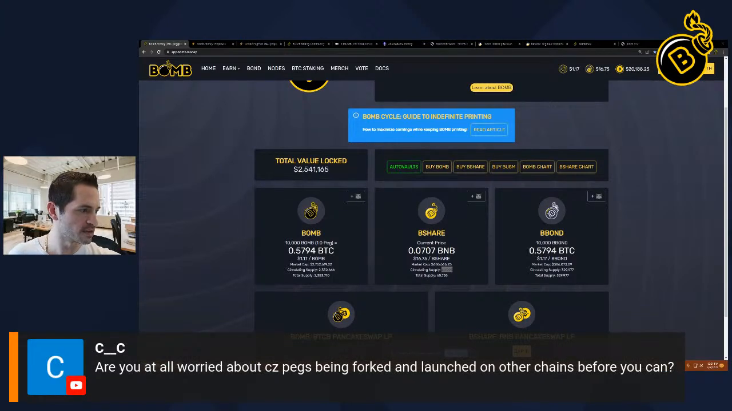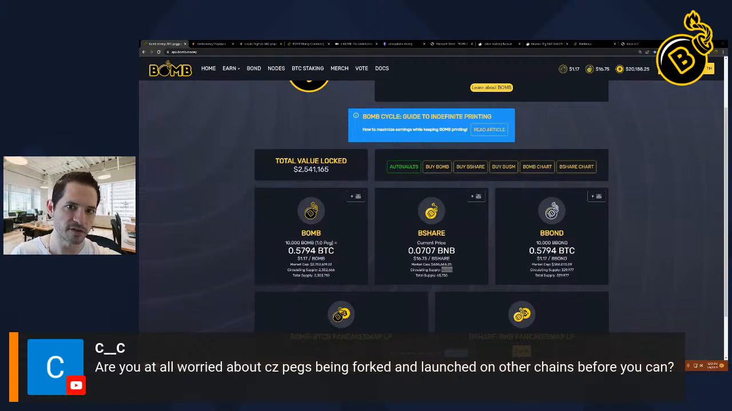Are you at all worried about CZ pegs being forked and launched on other chains before you can? We're going to move quick. We're not going to move too fast to the point where we're rushing things. But to be honest, it's something that's been considered, and that's why we're not taking our time with things.